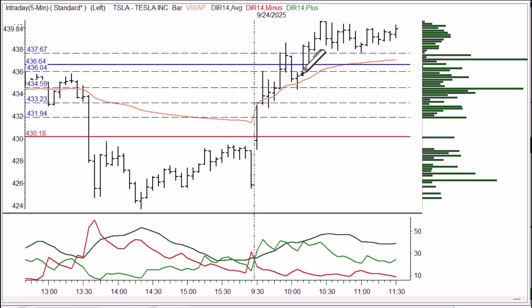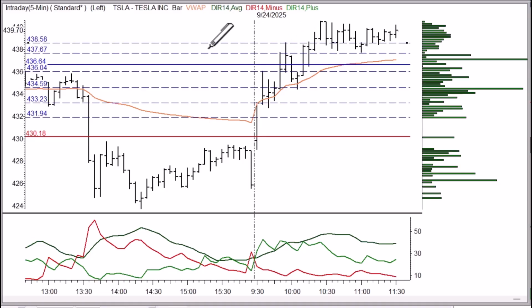On a violation of this high that we got you in, it never turned back, went straight up to our target at 437.67, and then our extended target that we talked about in the war room was 438.58. It had no problem picking that off, but look what happened when it did. It shot right back down into that pivot.